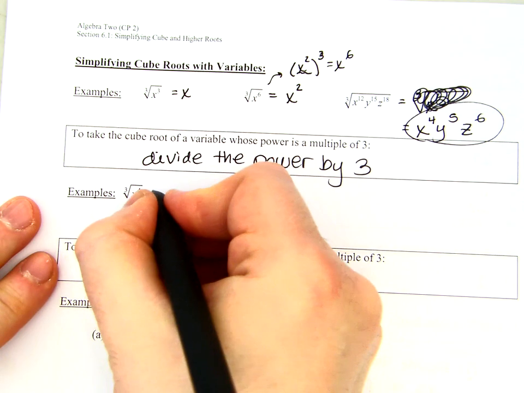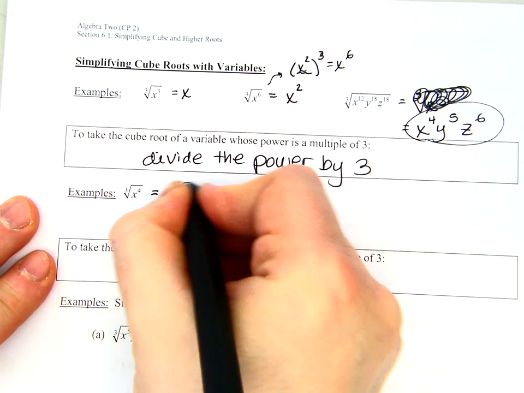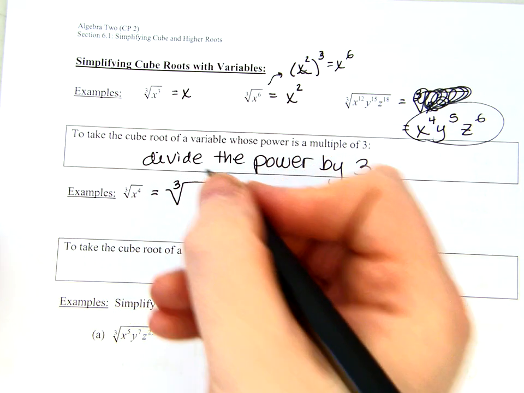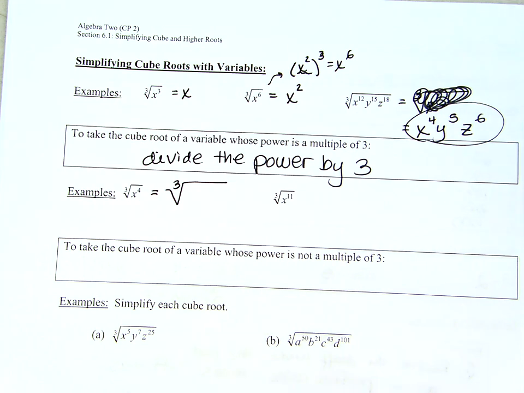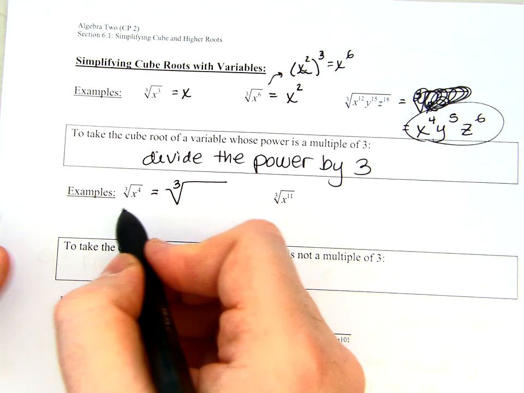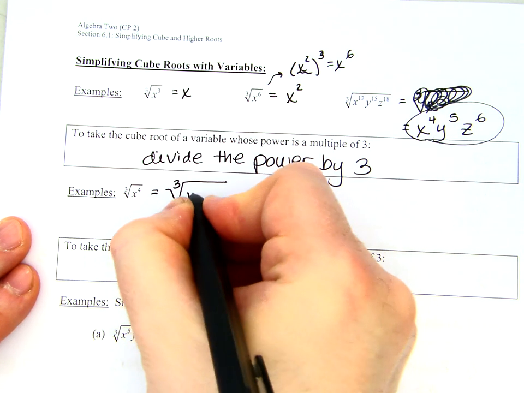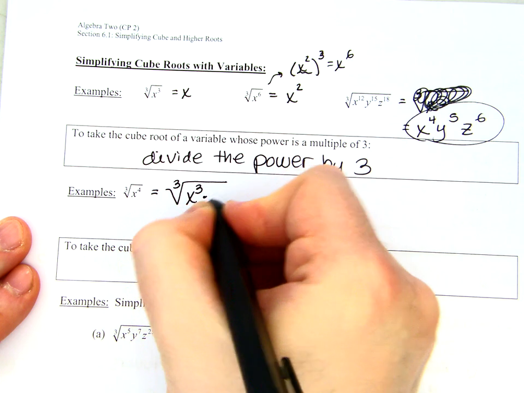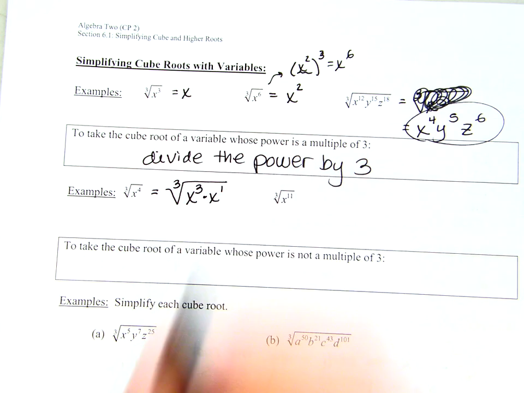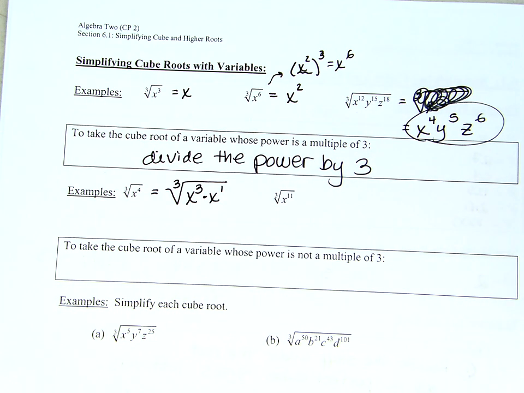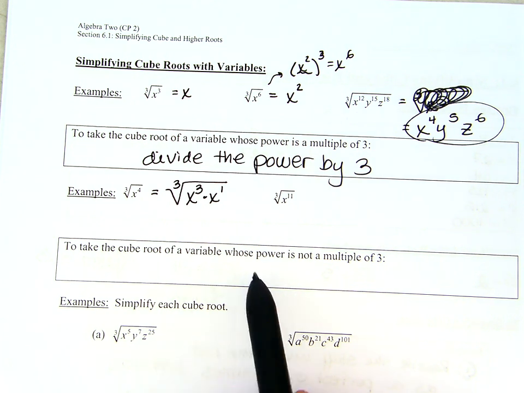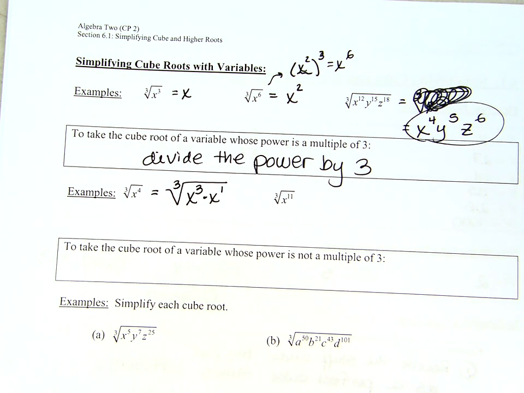Well, if my power is not a multiple of 3, I want to rewrite it as x to a multiple of 3 times x to whatever is left over. The multiple of 3 that's just less than 4 is 3. I can say x to the 4th is really x to the 3rd times x to the 1st. Because 3 plus 1 gives you 4. When you multiply, you add them.